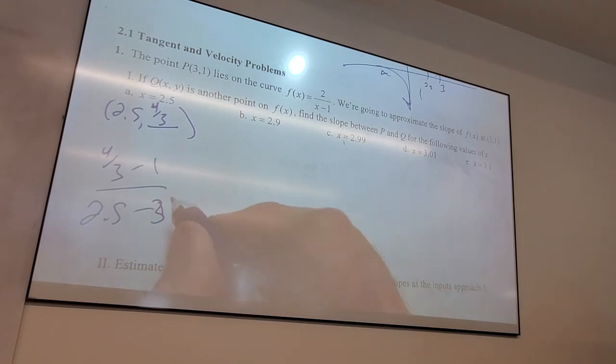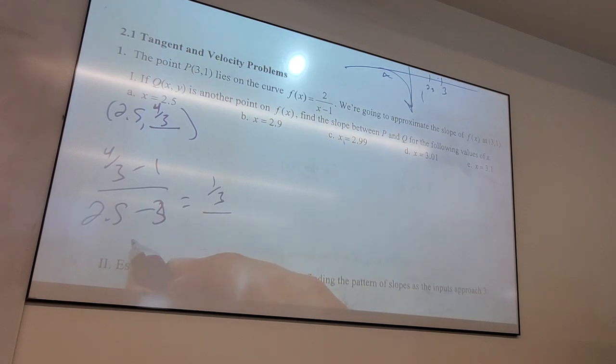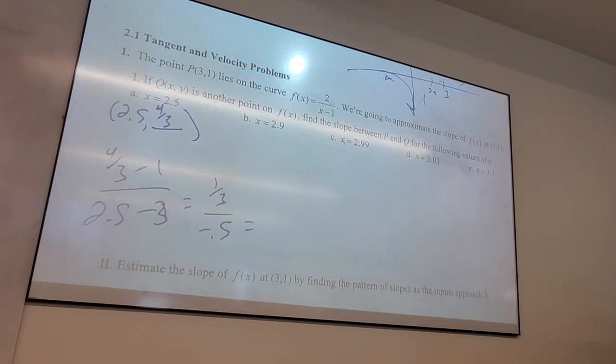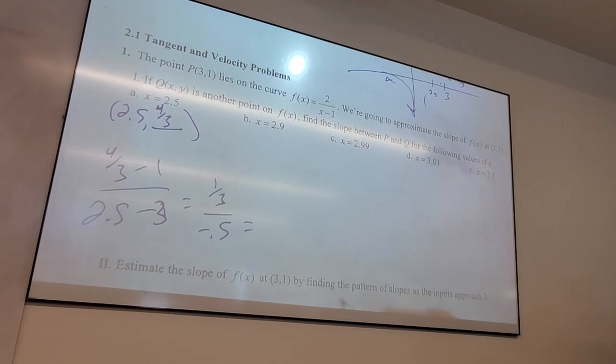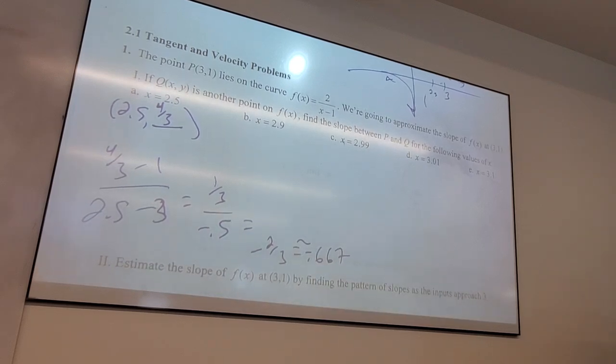What's 4/3 minus 1? 1/3. And what's 2.5 minus 3? -1/2. And how do you divide by half? Multiply by 2. So I get -2/3. Or roughly -6.67, right? Yep. And 6.67. Okay. That doesn't tell us anything by itself.